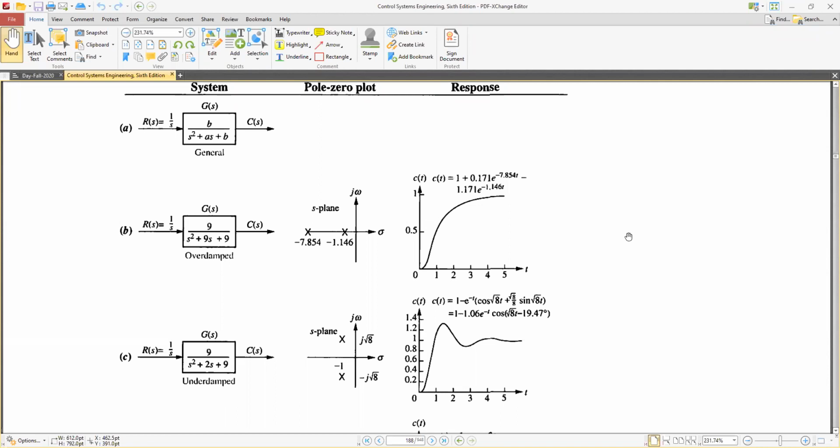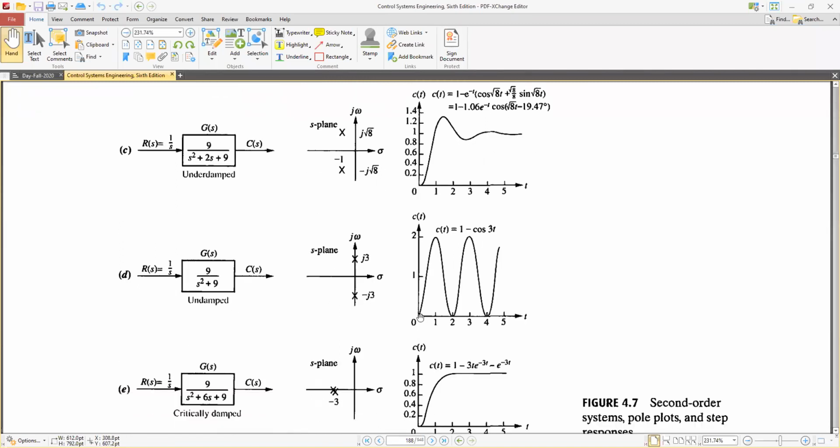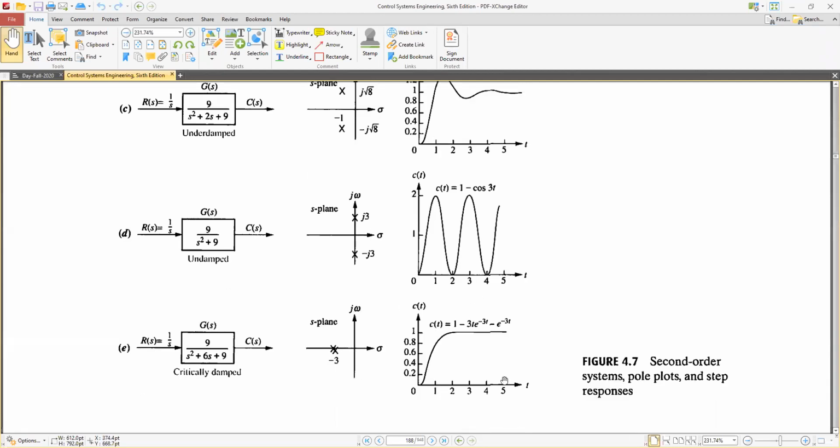So first, when we see this kind of response, where the graph is like this, it is called overdamped. And where the graph is like this, that is called underdamped. And when the graph is like this, that is called undamped. And a graph like this is called critically damped. We'll understand how to draw the graph. There is a technique to find out how to draw the graph.